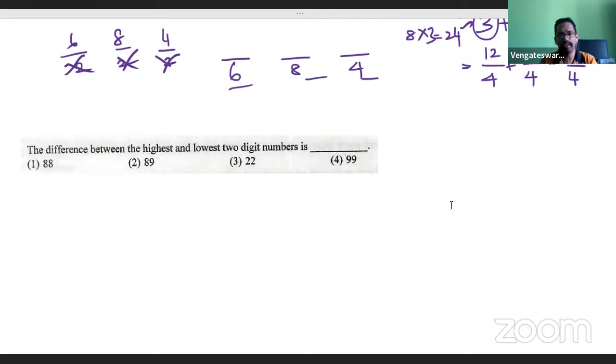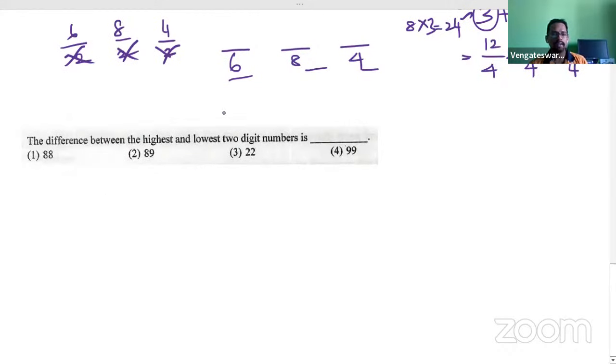What is the difference between the largest two-digit number and the smallest two-digit number? The answer is so straightforward, so easy. Yeah, of course. The answer is 89. Correct. That's the right answer.